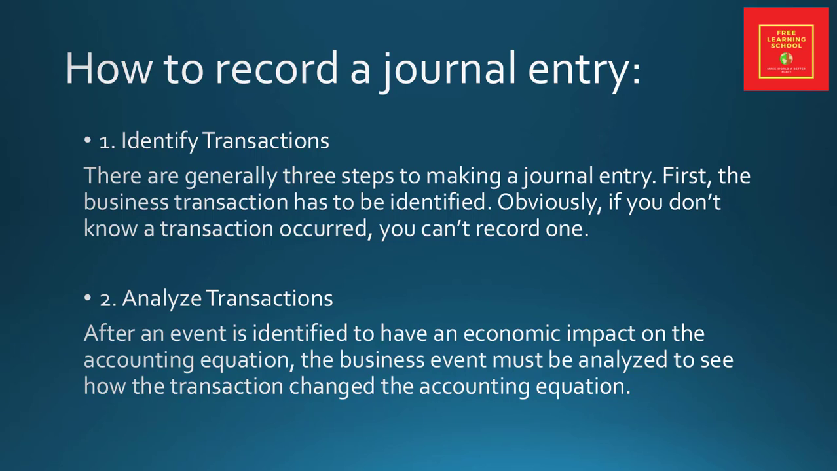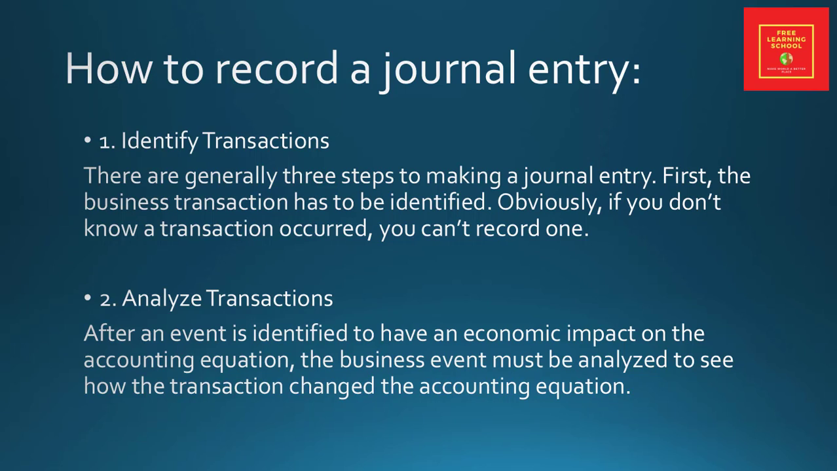Second is analyze the transaction. After an event is identified to have an economic impact on the accounting equation, the business event must be analyzed to see how the transaction changed the accounting equation. For example, you purchased a car and you paid cash. You increased your organization's assets, and at the same time you decreased your assets by paying cash. So cash has been converted into a car. It has an impact on the asset side only.